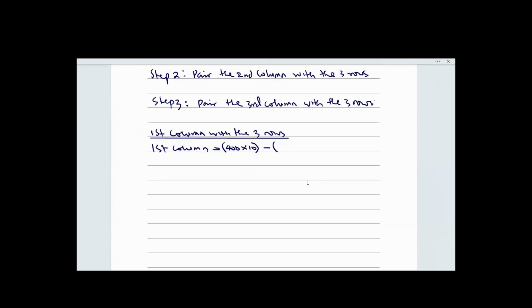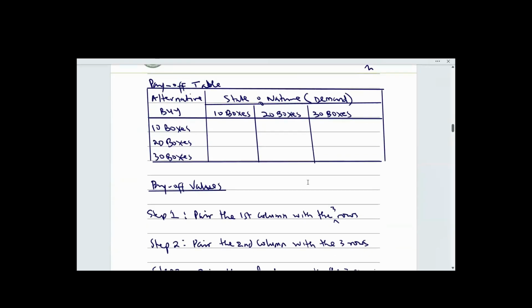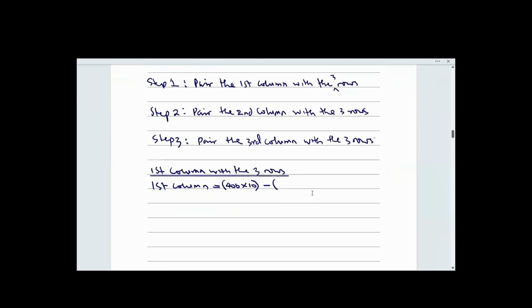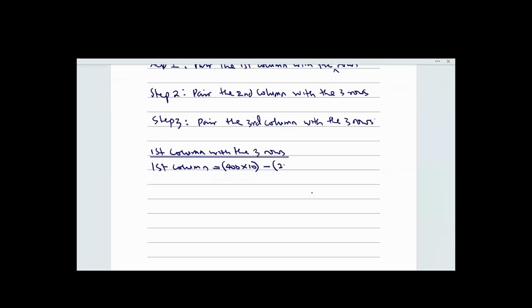So the first row is from our table. The first row is 10 boxes. All right. So the company will buy 10 boxes of apple, and customers are also demanding for 10 boxes of apple. So here will be 250 naira multiplied by 10 boxes of apple. So this will give us 400 multiplied by 10 is 4,000 naira. 250 naira multiplied by 10 will give us 2,500. Difference between the two is 1,500.